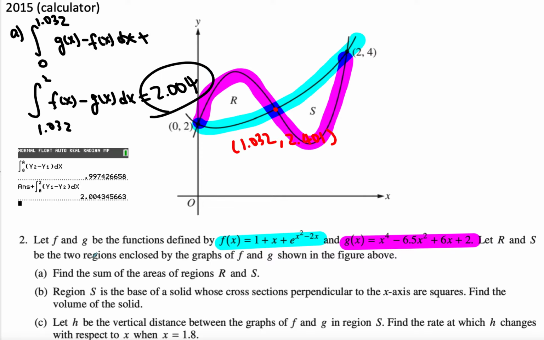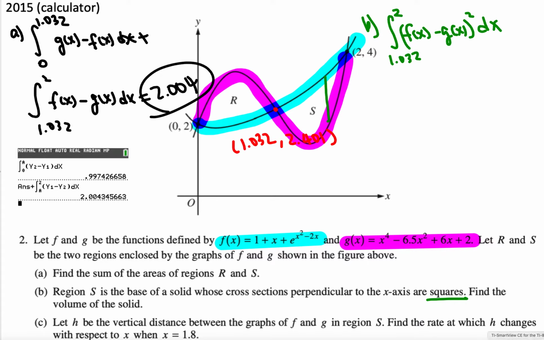Part B: region S is the base of the solid whose cross-section perpendicular to the x-axis is a square. Since my cross-section is a square, I need to figure out the difference between these two, which is the same thing as here, but I need to square that to find the volume. So that's very similar to the second portion of my equation. So that is 1.032 to 2, and then it's going to be f of x minus g of x quantity squared dx. That's the part B.